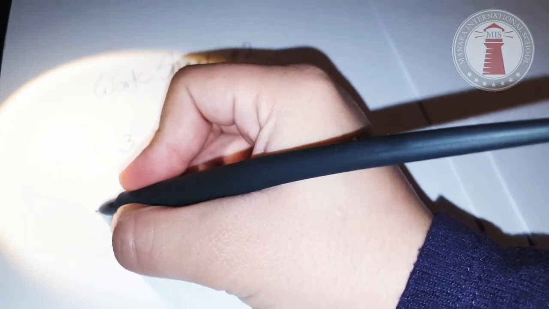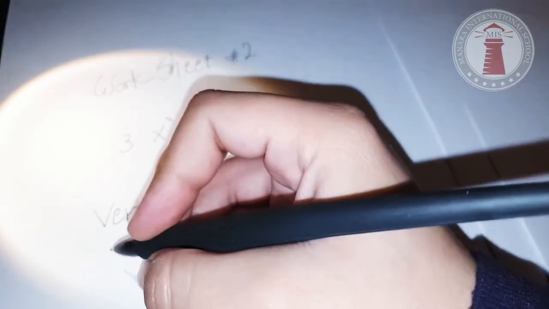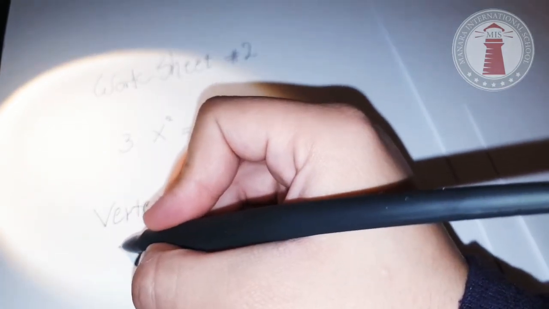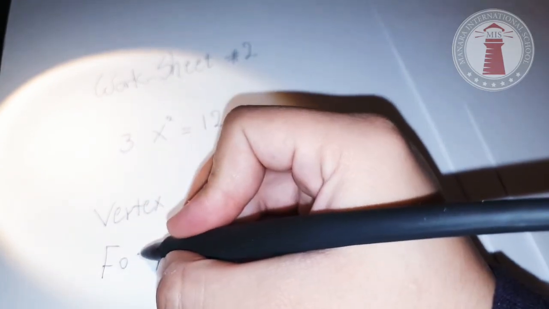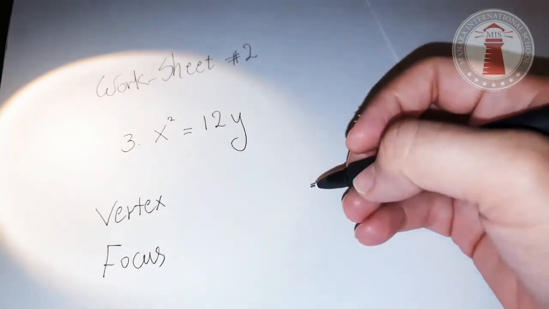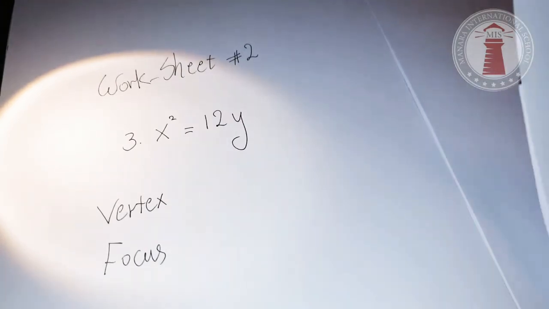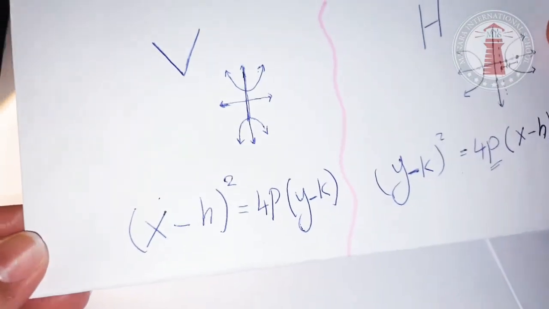We need the vertex, we need the focus, okay, we need the directrix. Let's write them later. Let's start with these two. First, we're going to find the vertex. To find the vertex, we're going to again use this general formula.